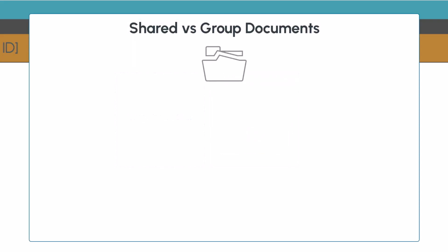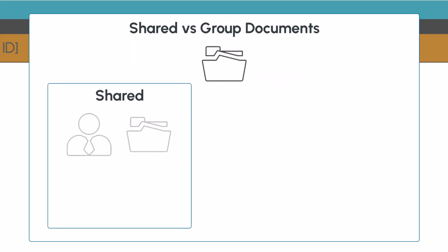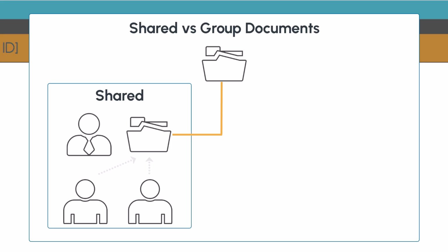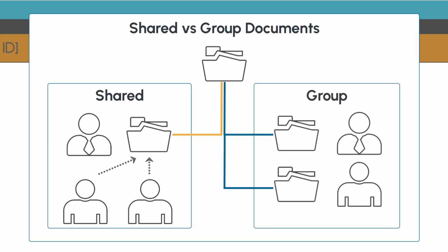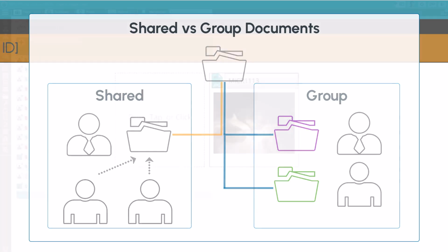Note that group documents are not the same as shared documents. When you share a document, there's one document, and multiple parties have access to view, print, or download it. When you add a document to a group, you're creating one copy of the document for each member of the group. Each document can then be individually edited and controlled.